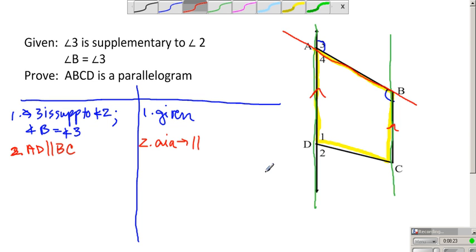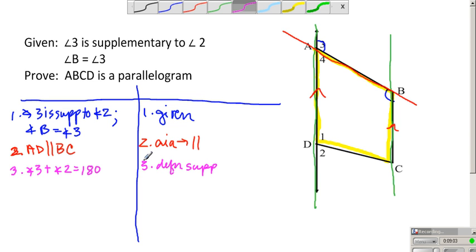I either need to prove them equal, parallel and equal gives me a parallelogram, or I need to prove that the other pair, AB and DC, are parallel. So let's see if we can figure out a way to do that. One of the things that I see I have here is the ability to take my given and write an equation. If 3 and 2 are supplementary, then this equation is true. And remember, we always want to go from words to equations, and that is true by the definition of supplementary.